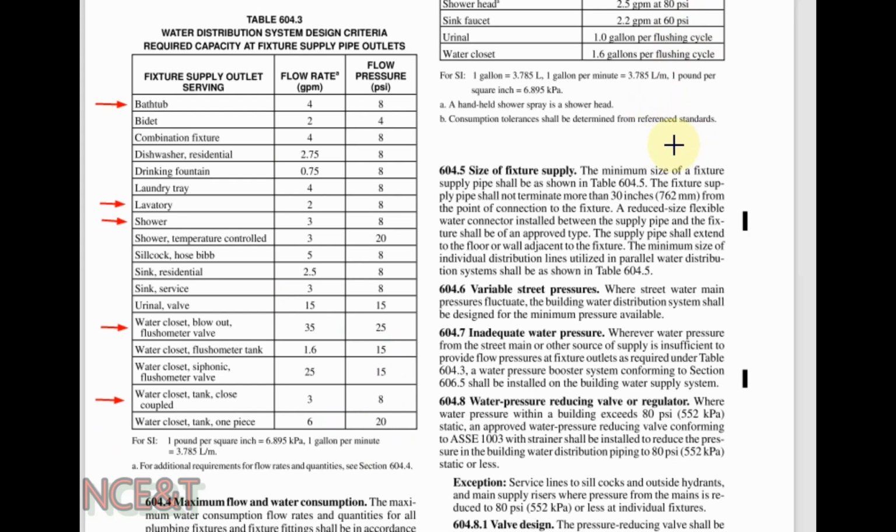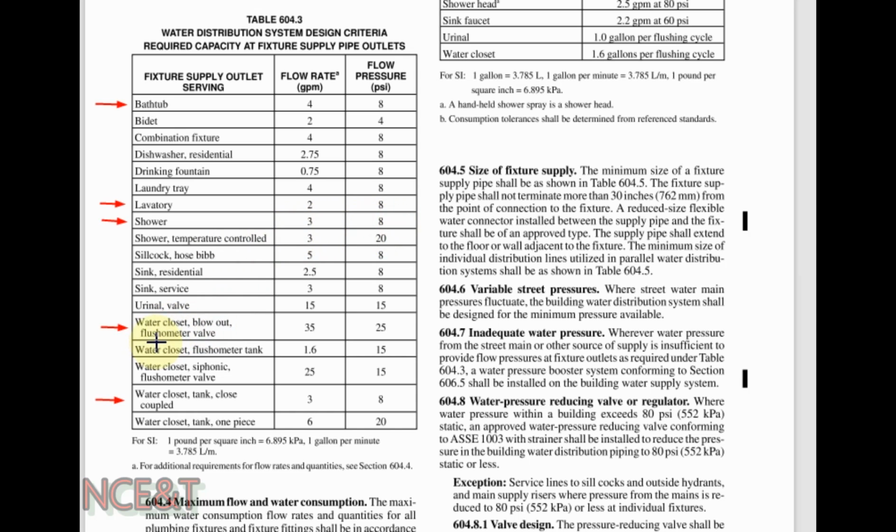This table also from International Plumbing Code is showing the quantity of water required for the sanitary fixture and the pressure. You can see for the bathtub we need 4 GPM of water at the rate of 8 psi pressure. For bidet also we need 2 GPM for 4 psi pressure. For wash basin we need 2 GPM at 8 psi pressure. For shower also we need 3 GPM at the rate of 8 psi pressure.